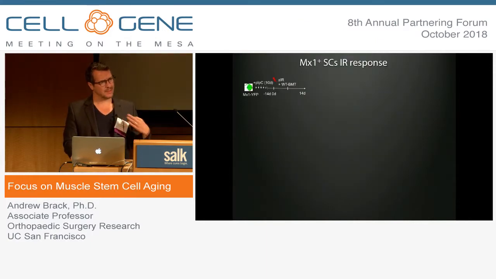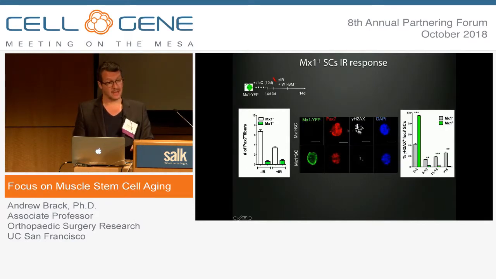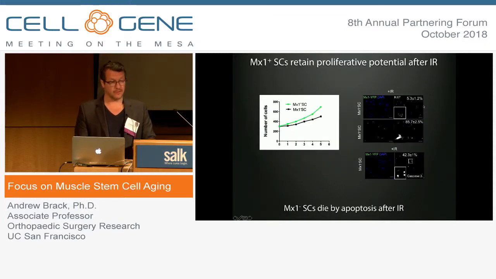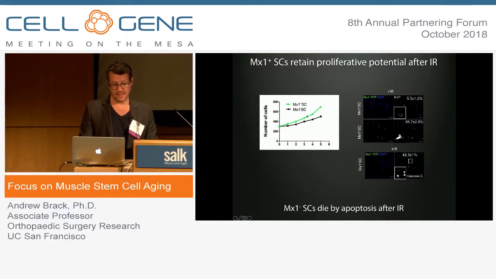So we begin to examine the response of these cells to irradiation, and we saw in the white bars that the total PAX7 pool is diminished, while these MX1 cells are rare but preserved. They also have fewer markers of damage, such as H2AX, and it's quantified here. And so the DNA damage response, or the repair, is much more efficient in these cells compared to the more numerous counterparts. If you put those cells in vitro and ask them to grow after irradiation, they maintain their proliferative potential, whereas the others die by apoptosis.